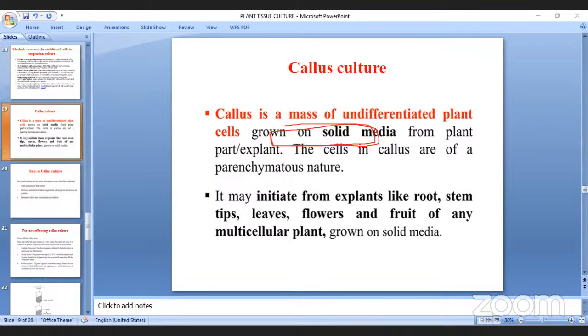So here, where it is, just wait. Right. If you have the book, turn to page number 35, callus culture.